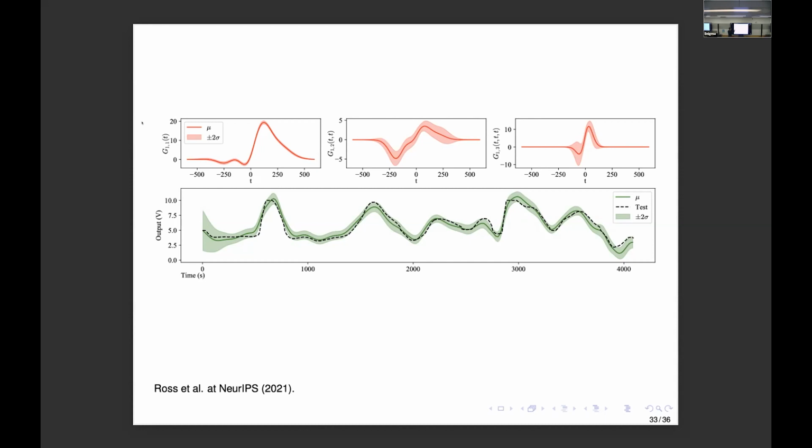And what we're seeing here is the test data. First the bottom: this is the prediction that we make. The solid green line is the mean prediction, and the dashed line is the actual test data. So it's actually doing not bad. The best model that we used for this was the one that used 3 terms in the Volterra series. And these are the forms of the Green's functions that were learned for that third order Volterra series.